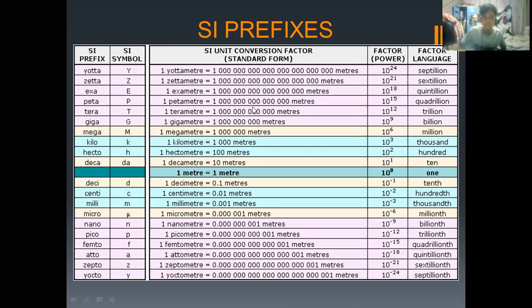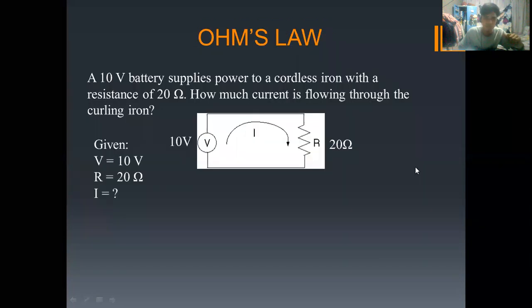Ito yung mga SI prefixes natin: yotta, zetta, exa, peta, tera, giga, mega, kilo, hecto, deka, deci, centi, milli, micro, nano, pico, femto, atto, zepto, yocto. Ayan. Mga prefixes natin. Sa Ohm's law, dito na tayo.